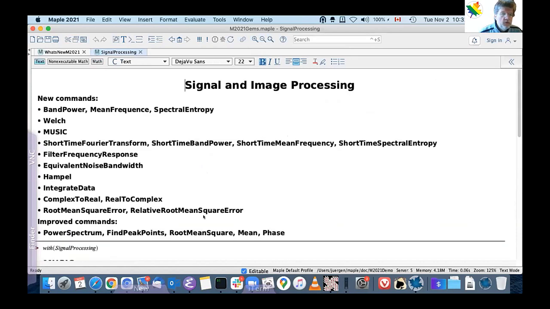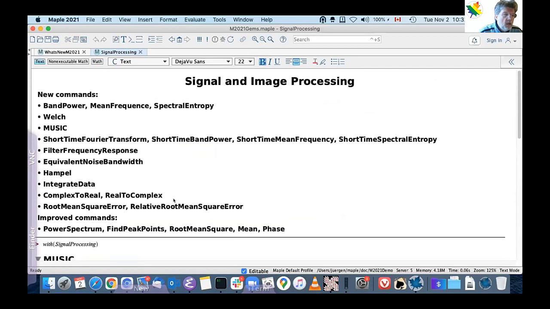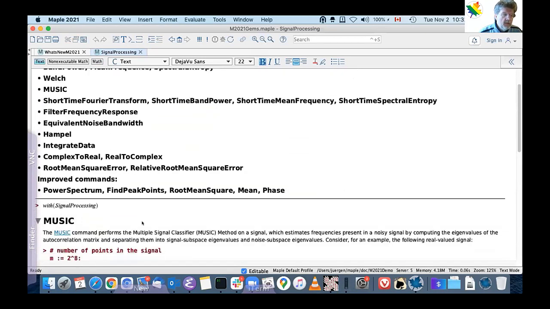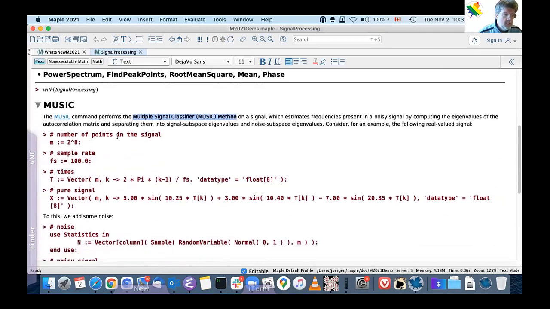The next thing I want to show you is about image and signal processing. There is a large number of new commands in the signal processing package, and there is a number of improved commands. The one I want to present to you now is called MUSIC. MUSIC, of course, is a cleverly chosen acronym. It stands for multiple signal classifier method. I don't know exactly what that is, but I can show you an example of why it is useful.